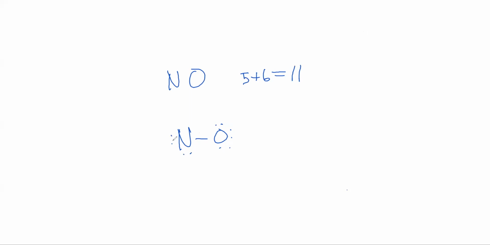That's 1 too many already. Here we go for our 11. Means that we have to have a double bond here. 2, 4, 6, 8, 10, 11. Good. Our oxygen satisfies that octet. Our nitrogen does not.